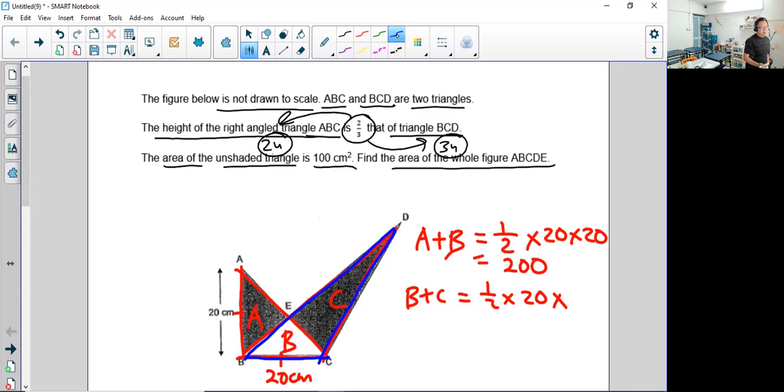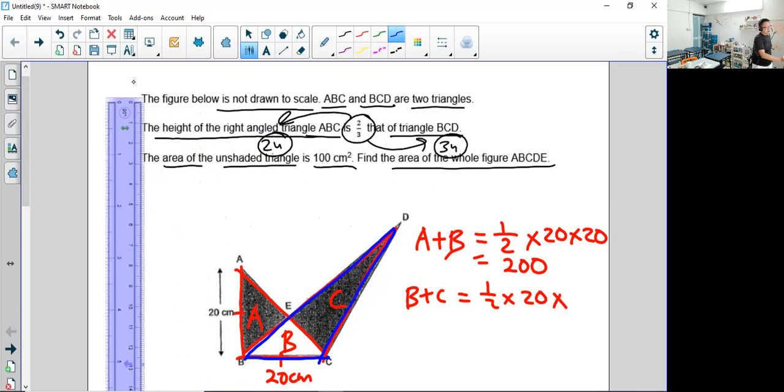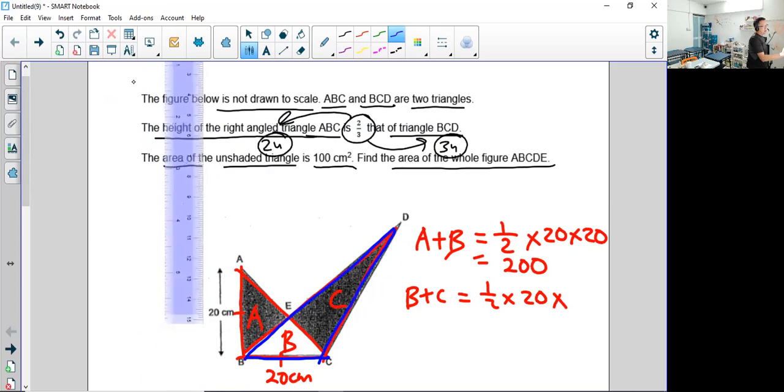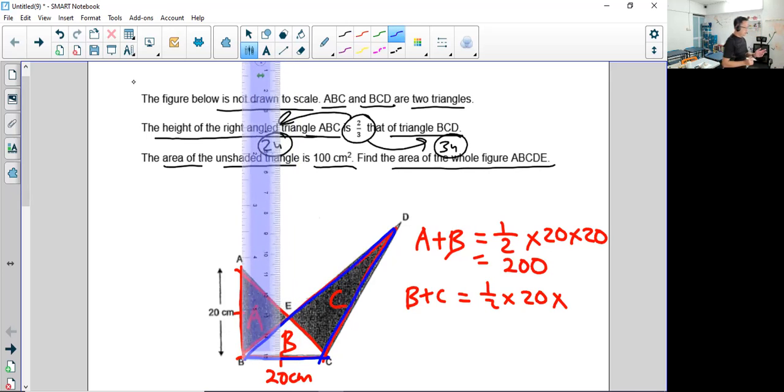To find the height of this blue triangle, you can actually take a ruler and put it on the base. This is my ruler, and I put the ruler onto the base of the blue triangle. If you're confused about where the height is, just put the ruler on the base, move the ruler along the base, and look for a line that's parallel with the ruler. Is there any line that's parallel with the ruler? Do you think 20 cm is the height of the blue triangle? That's not possible because the blue triangle is quite tall, quite high, right?